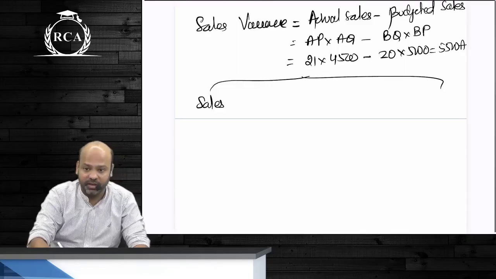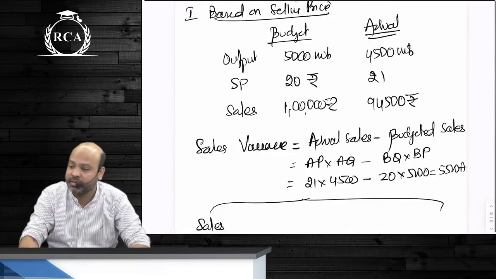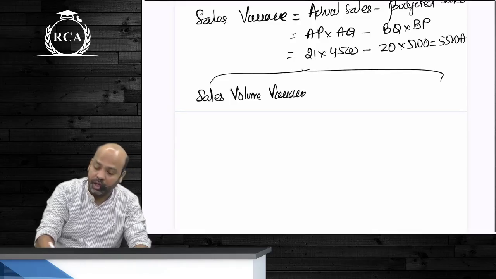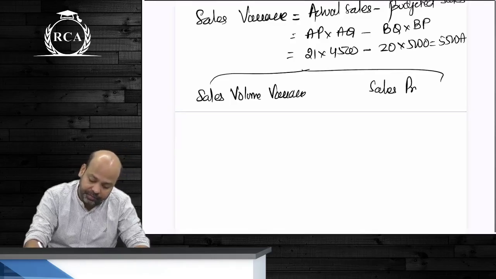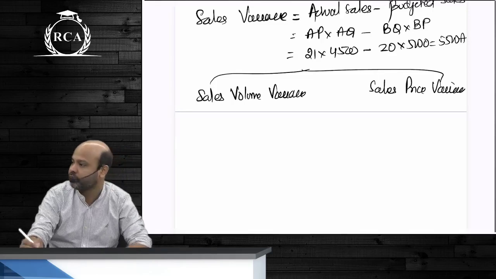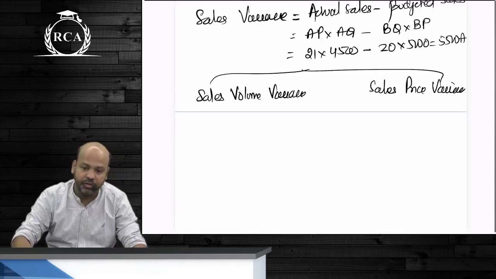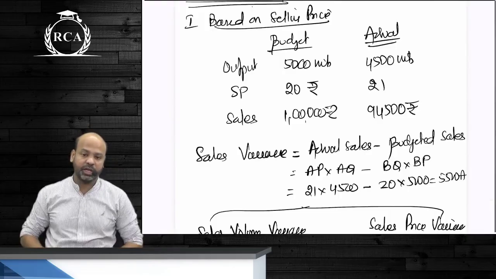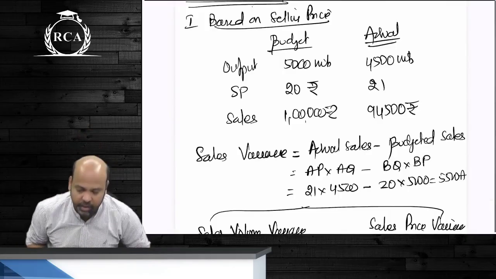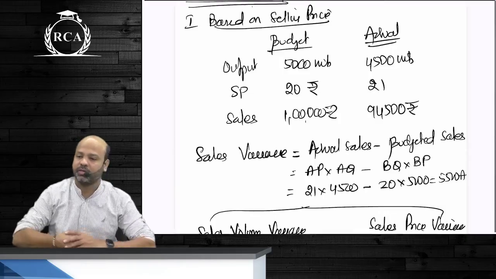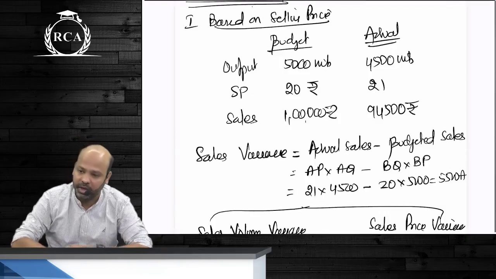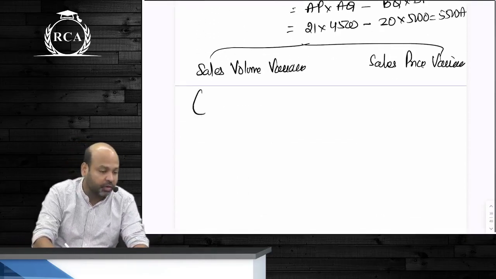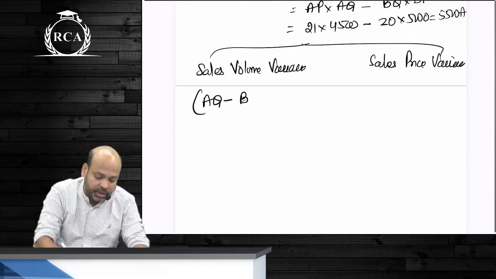This overall sales variance, if you look at it, is on account of two reasons. One is that there was a change in sales volume. The other is that there was a change in sales price. Now on account of change in volume, is it adverse or favorable? You were supposed to sell 5,000 units, you actually sold 4,500 units. Favorable or adverse? 500 units adverse. On account of selling price, is it favorable or adverse? Favorable.